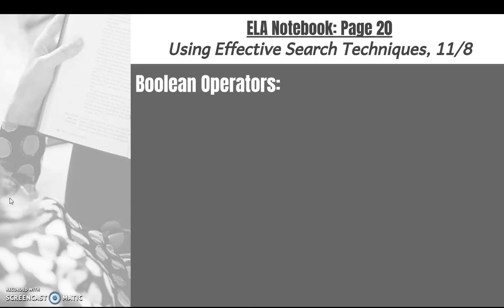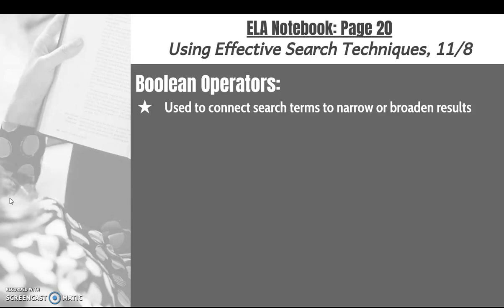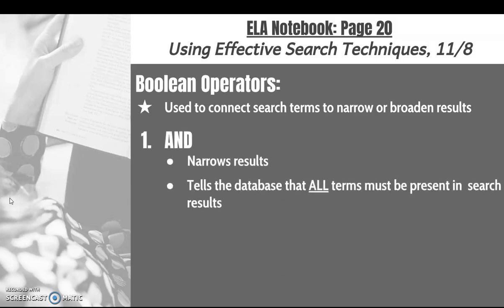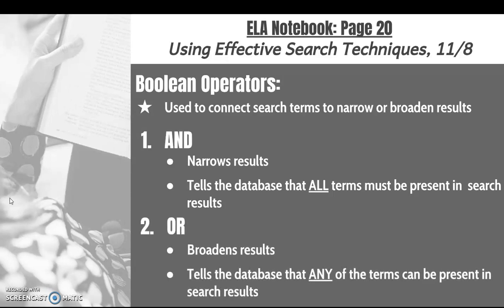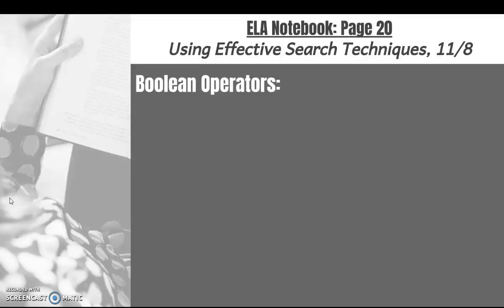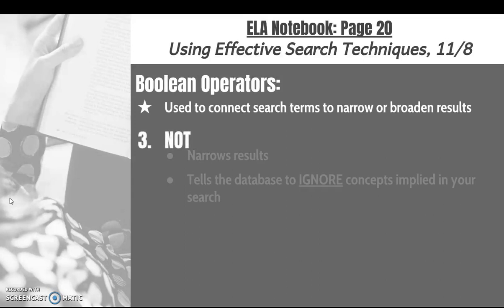So, a quick recap. Boolean operators, remember, are just specific words that are used to connect search terms to help you narrow your search or your results or to broaden your results. The first one is and, which is used to narrow you in or focus you in. It tells the database that all terms have to be present in your results. The second word is or. That is used to broaden results. It tells the database that any of the terms can be present in search results. And the third one I shared with you is the word not. And that also narrows or focuses your results because it tells the database to ignore certain concepts in your search results.